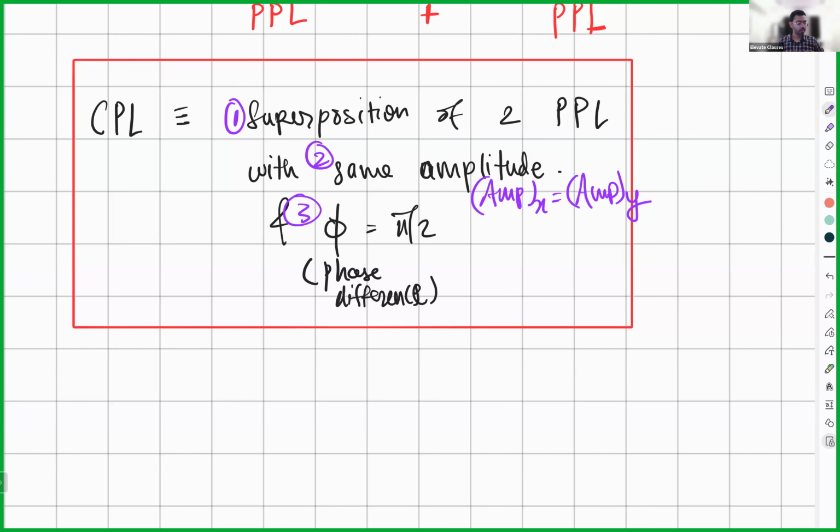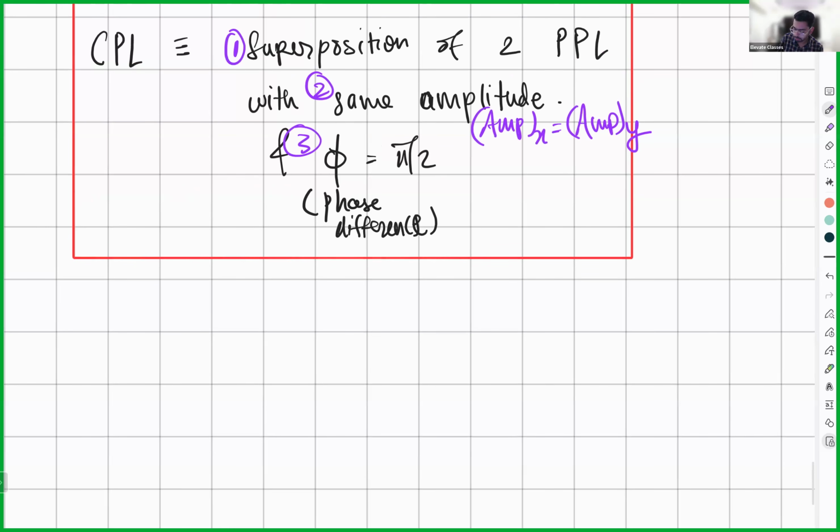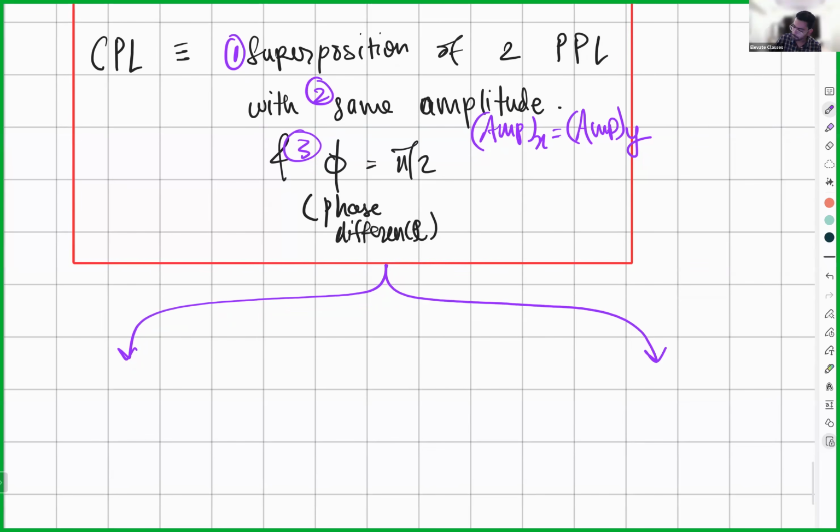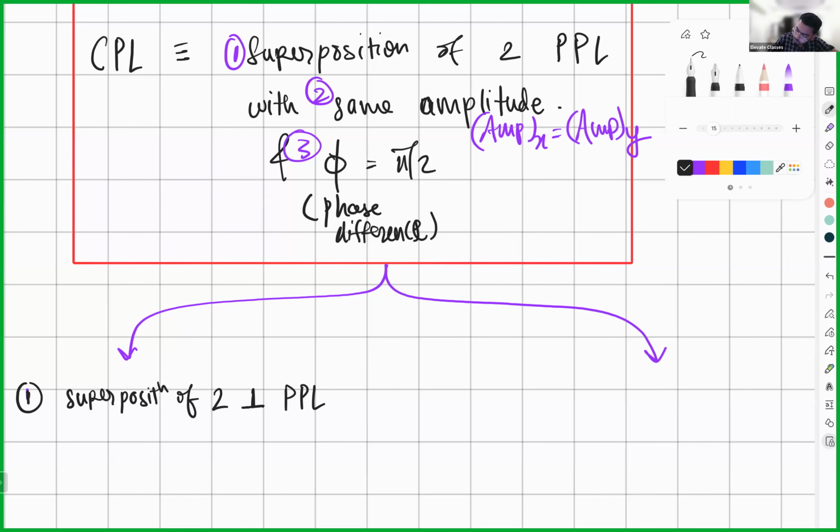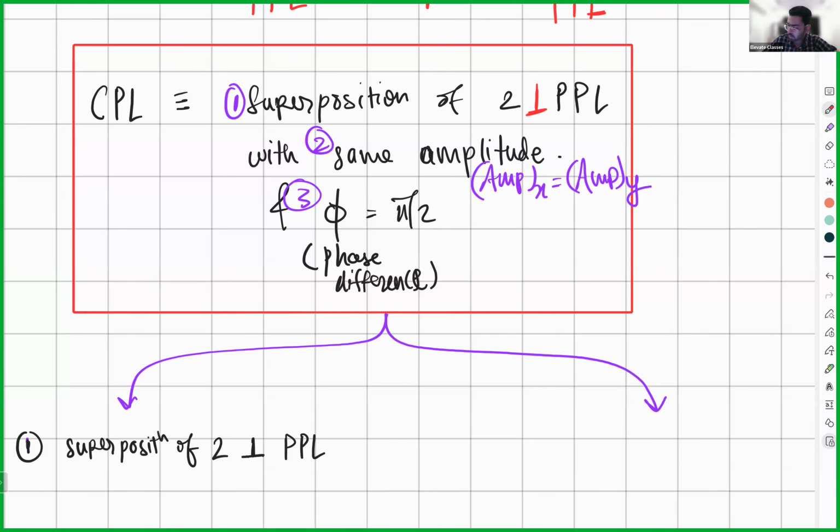Okay. Now I can have two cases emerging from this one. Now you have to think what it becomes. Let us say the first thing is that I have a superposition of two perpendicular plane polarized light. Here also include perpendicular. Perpendicular plane polarized light means that the electric field of the two plane polarized lights are having perpendicular direction. Okay, they are perpendicular.